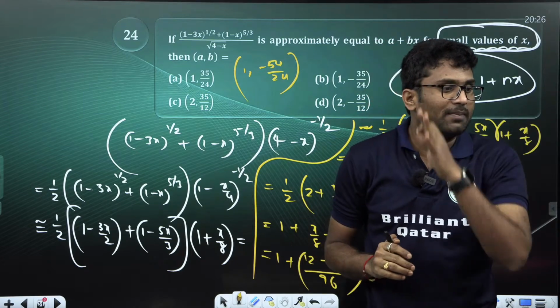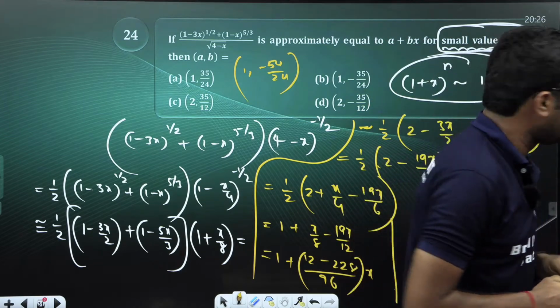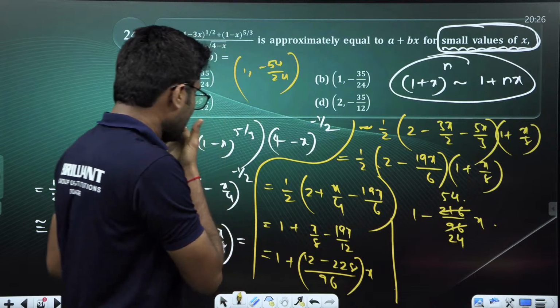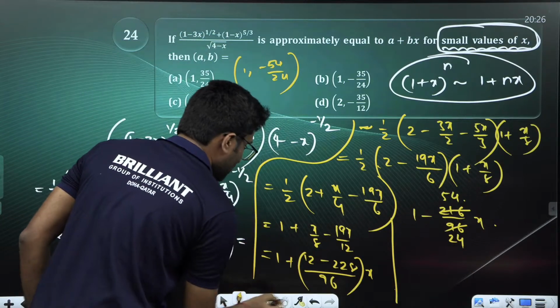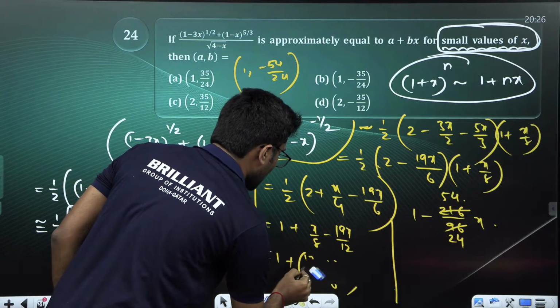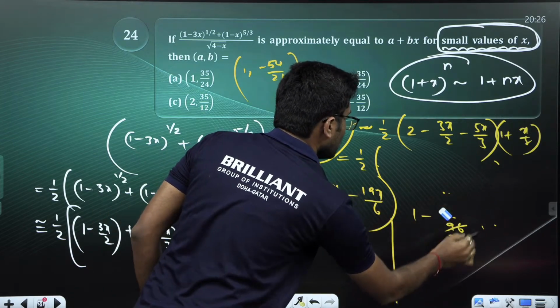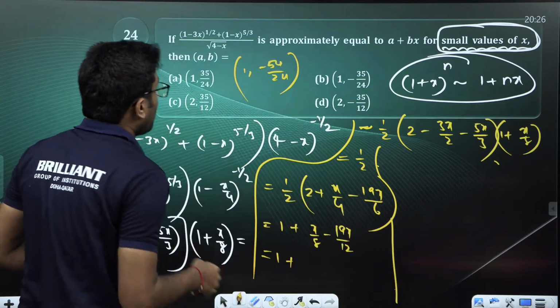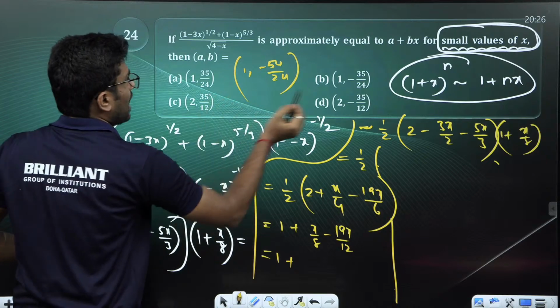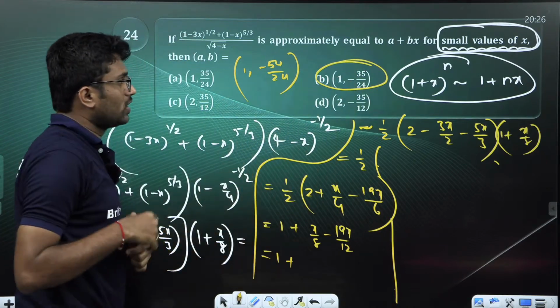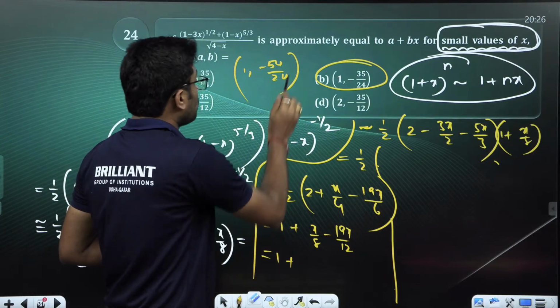This particular concept is very important, very simple also. Whenever you multiply 19 by 12, yes, I'm sorry. I multiplied 19 and 12 in this. So okay, what will be the option now? I guess 1 comma minus 35 by 24. That's it.